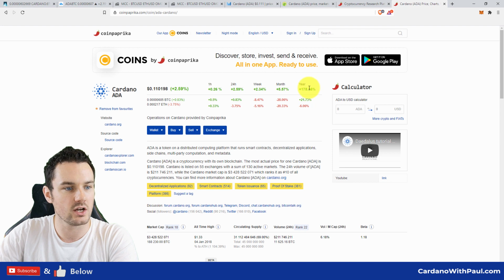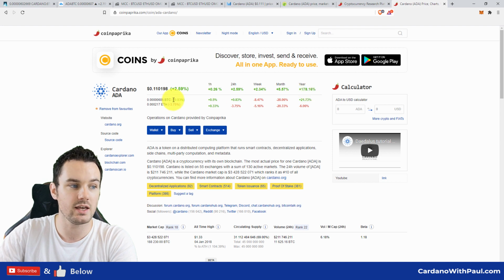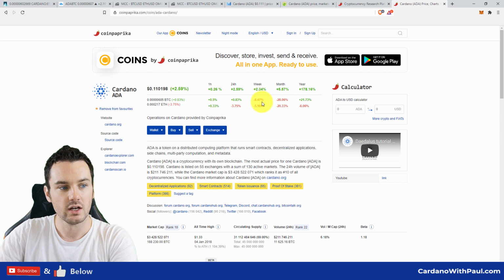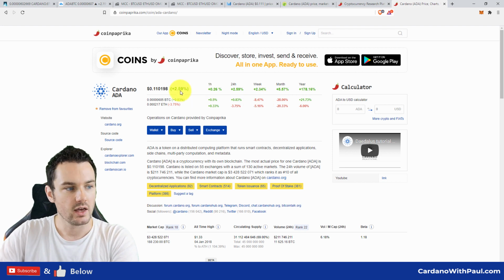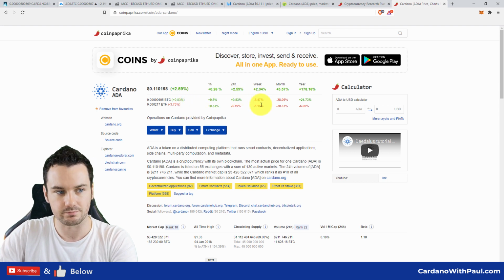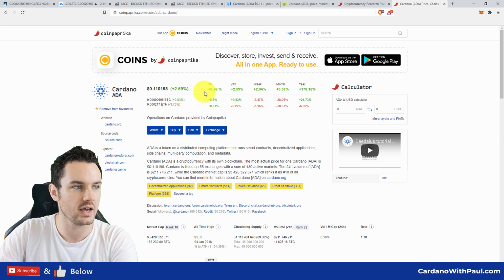So over the last year, the USD price of ADA is up 178%. Really, really great gains. And even against Bitcoin, it's up nearly 22%. But you can see over the last while, and you will see this when I go onto the charts, ADA against Bitcoin is really stuck in a downtrend. But I will talk about that in a second.